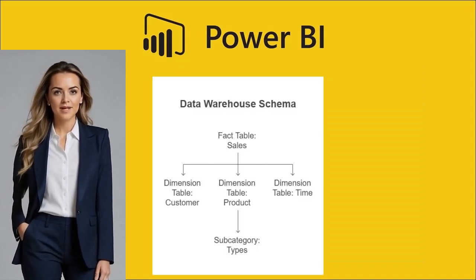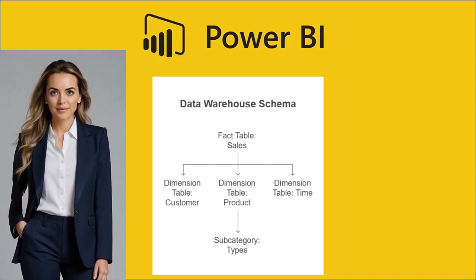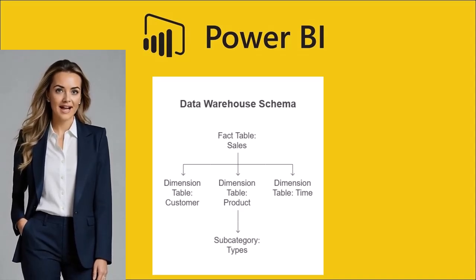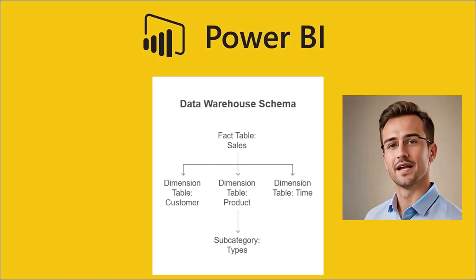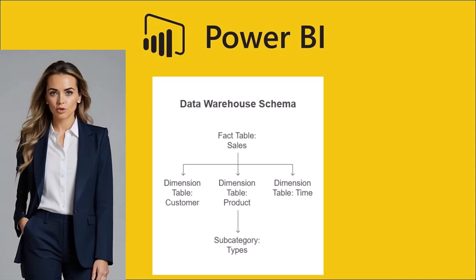Now, a snowflake schema is like a more detailed star. It breaks dimension tables into subtables. For example, the product table might link to a separate category table. More normalized, but maybe slower? Correct. It saves space but needs more joins.